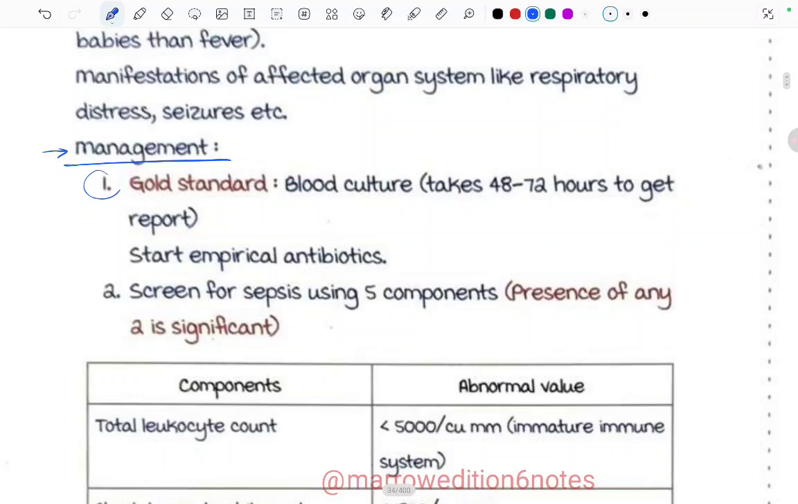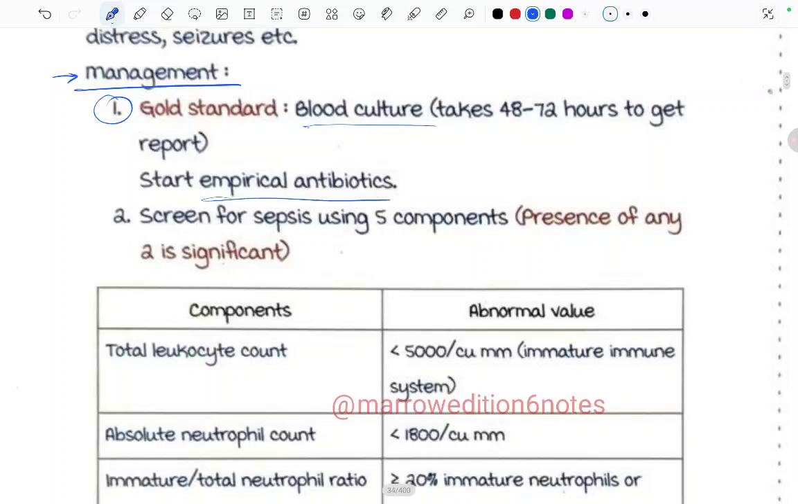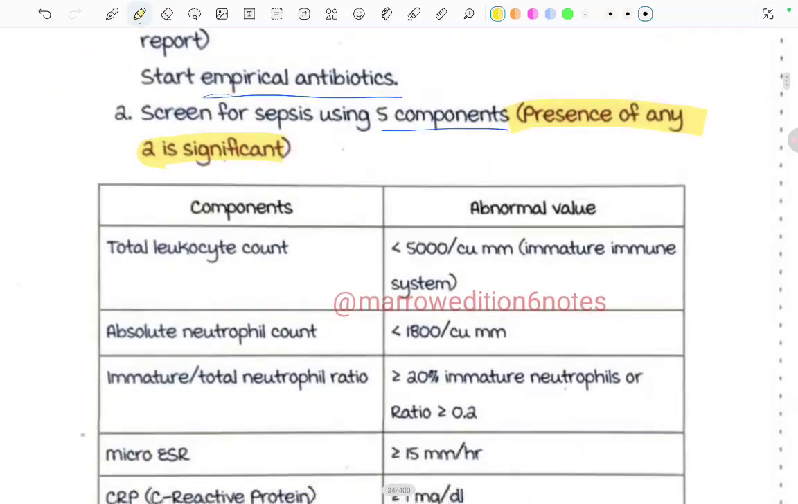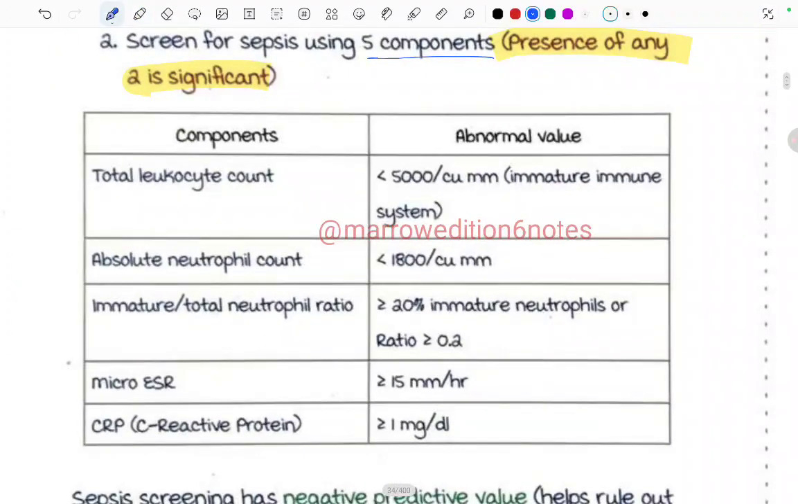Gold standard is blood culture. It takes 40 to 72 hours to get the report. Till then, we have to start the empirical antibiotics and screen for sepsis using the 5 components. Presence of any two is significant. So there is a screening for sepsis, and presence of any two is significant. Let's look at them. This is screening of the sepsis.